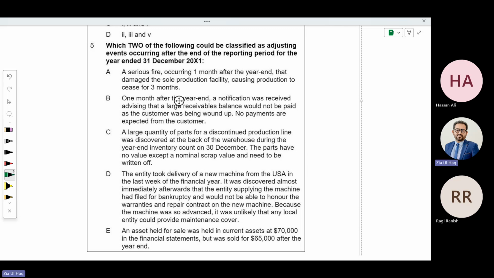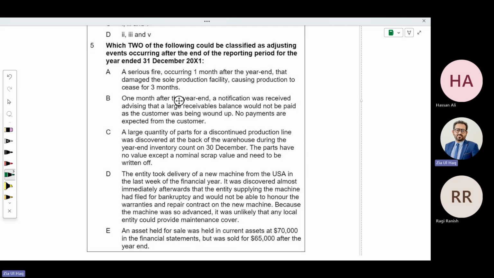A large quantity of parts for a discontinued production line was discovered at the back of the warehouse during the year-end inventory count. Year-end is 31st December. So this is not happening between post-year-end period. We need to find adjusting, non-adjusting events in post-year-end period.